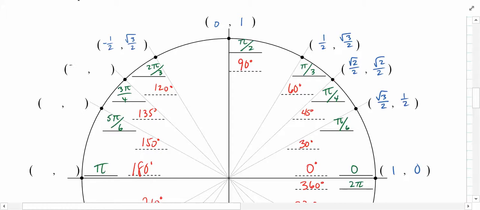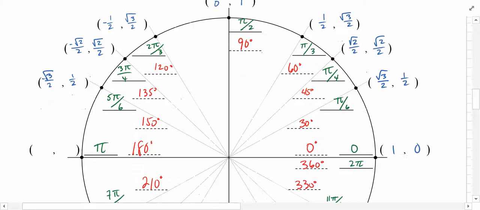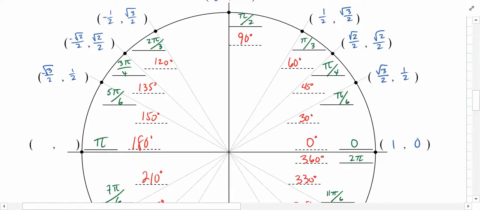Similarly, at this position, we have negative square root 2 over 2 and square root 2 over 2 for the y value. For the x value in this position, we have negative square root 3 over 2 and positive 1/2. Lastly, this final point is at the point negative 1, 0.